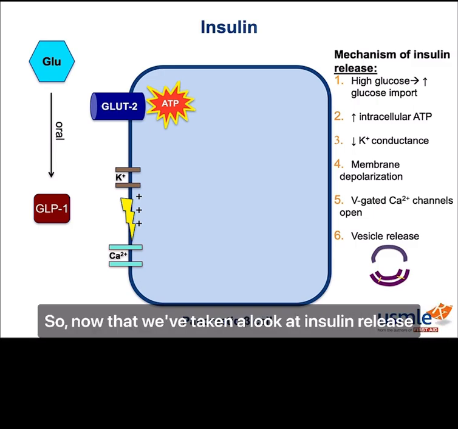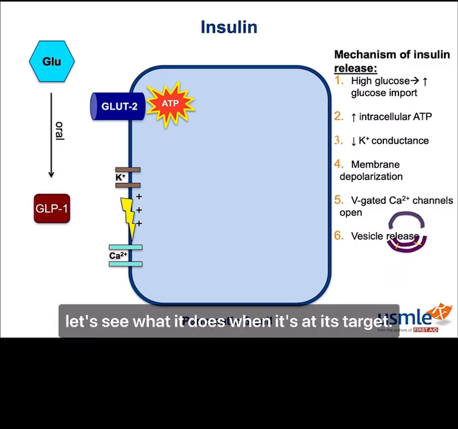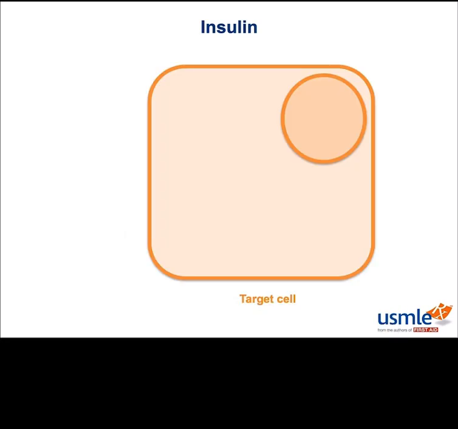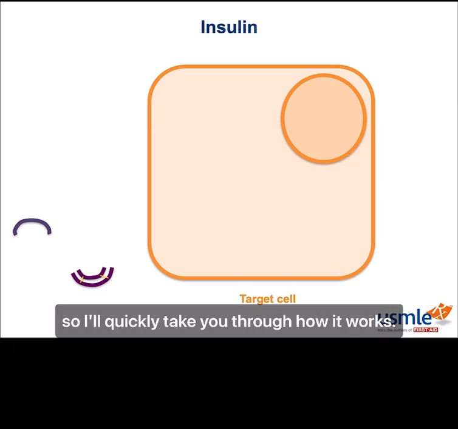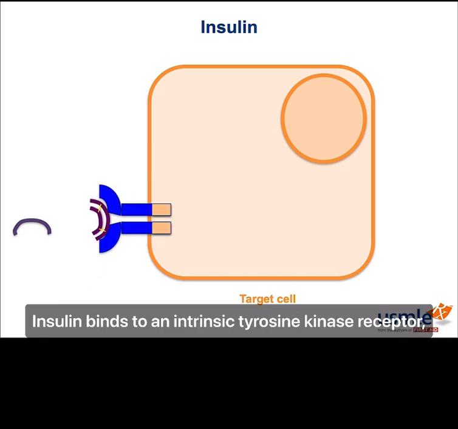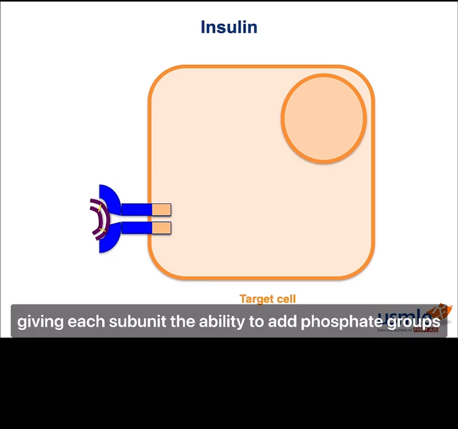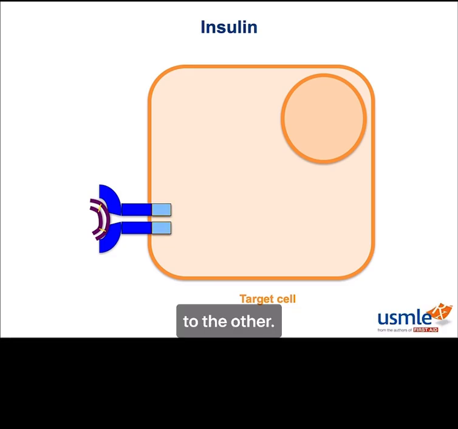So now that we've taken a look at insulin release and regulation, let's see what it does when it's at its target. Insulin's actions are mediated via the intrinsic tyrosine kinase, or MAP kinase pathway. It's one of the more esoteric pathways, so I'll quickly take you through how it works. Insulin binds to an intrinsic tyrosine kinase receptor, giving each subunit the ability to add phosphate groups to the other.